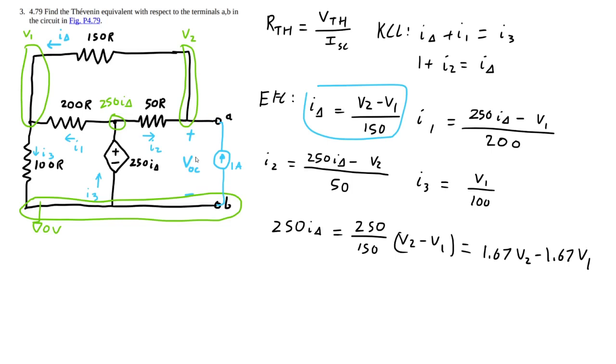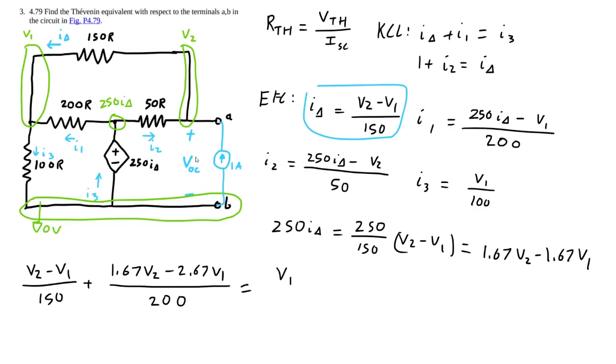I'm going to start with the first KCL equation, so I delta, I1, I3. So I delta is V2 minus V1 divided by 150 plus 1.67 V2 and another minus V1, so this becomes minus 2.67 V1 divided by 200. And then that's going to equal I3, which is V1 over 100.